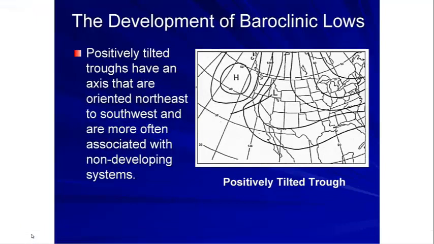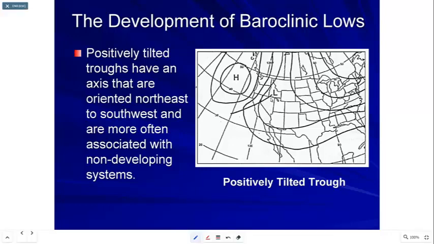Now, if we do have positively tilted troughs, and here's a good example of a strong positively tilted system, they're orientated northeast through southwest. More often, these type systems are associated with non-developing systems.